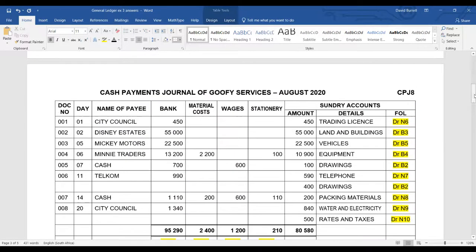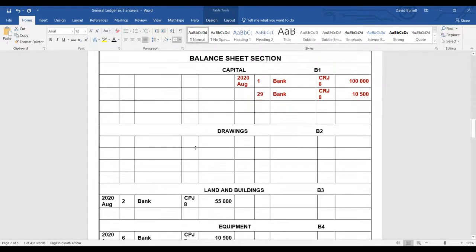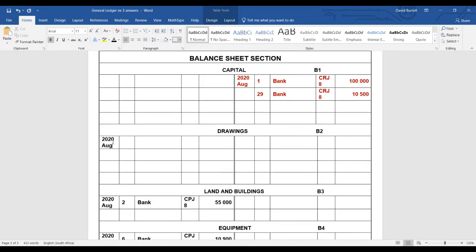Okay, so let's just go back here. So I've just handled those three. I'm now going to do this drawings one. So it's a debit to account B2 of 100 Rand. Then I'm going to go on and do telephone, also a debit. The next drawings, packing materials, etc. So we're going to do all of the others in one go. So I'm going to start with that drawings one, which is on the 7th over here. Okay, so let's go to our drawings account. So it's the debit side. So it's 2020 August. Okay, that was on the 7th, as I've just said. Bank, CPJ8. What was that drawings amount? It was 100 Rand. And that's that one done.